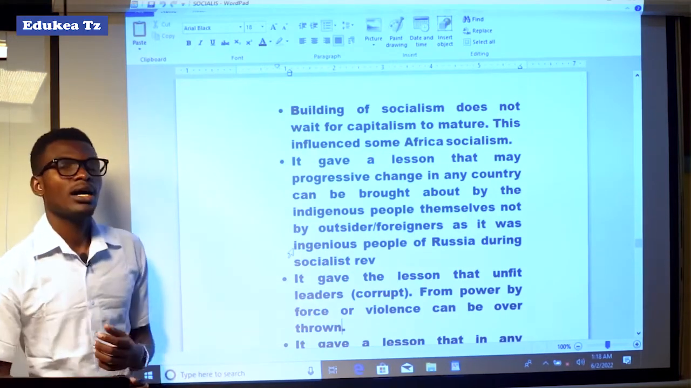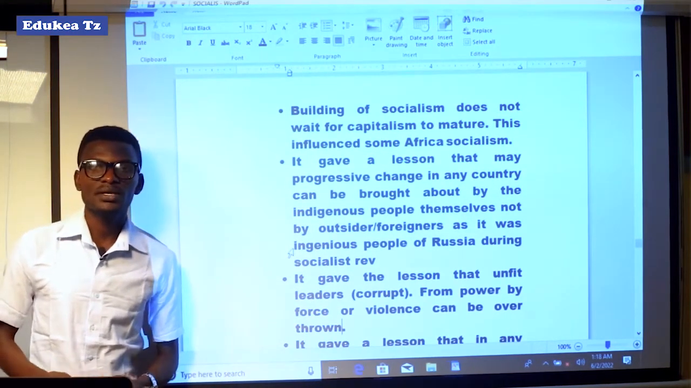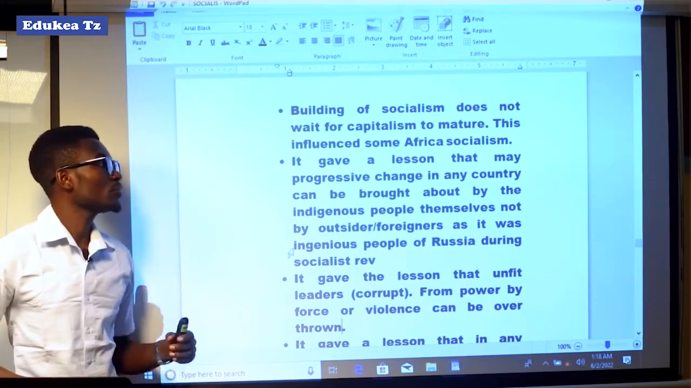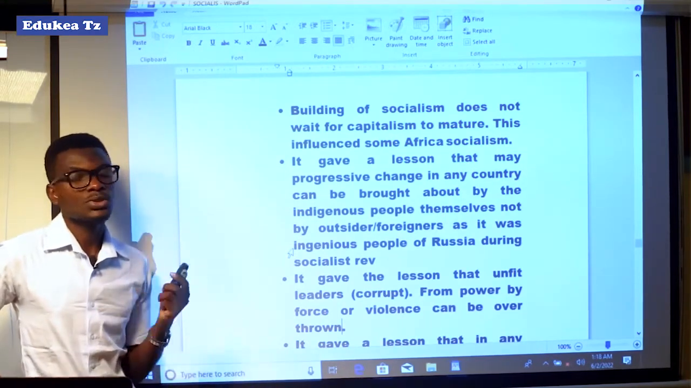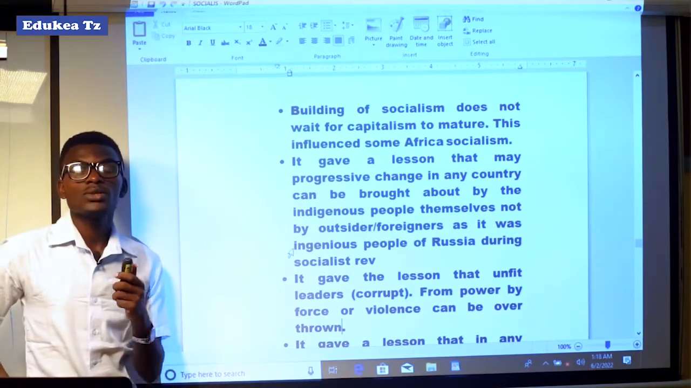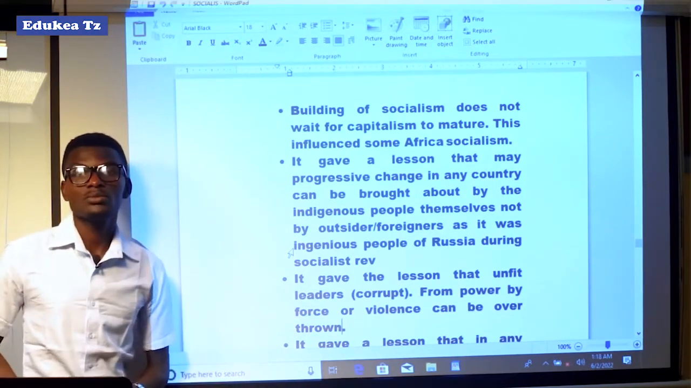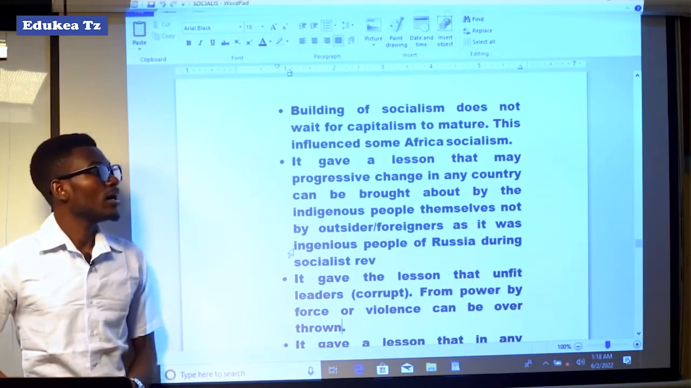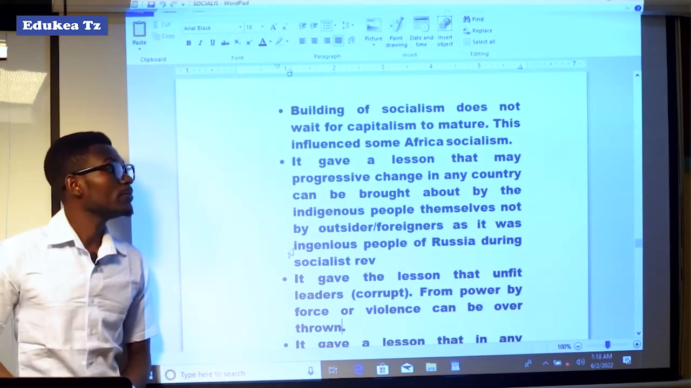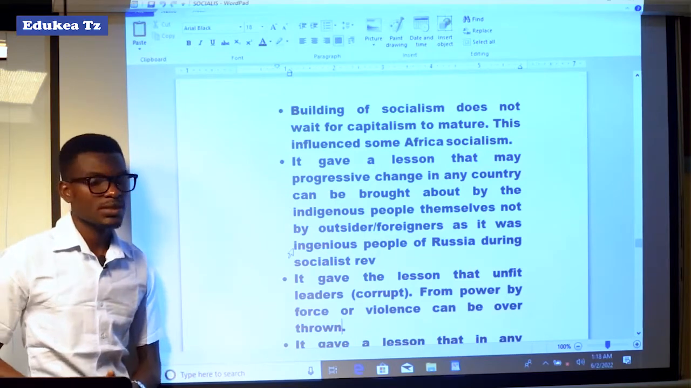It means that the lesson Africans learned from the Russian revolution was that in order to build socialism, one does not need to wait until capitalism becomes mature. And that influenced some African socialism to take place.